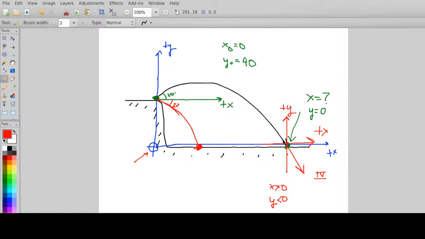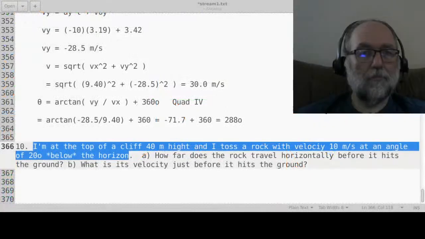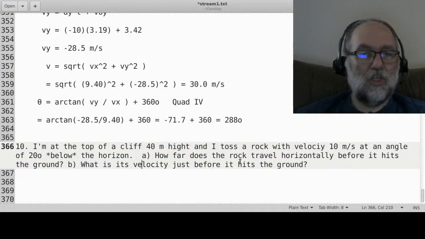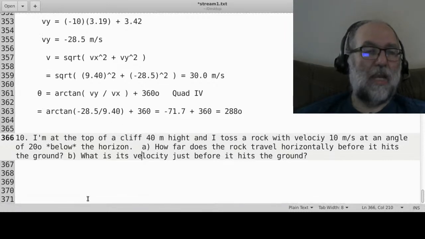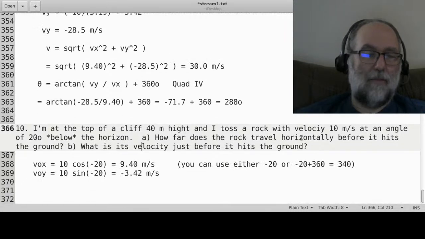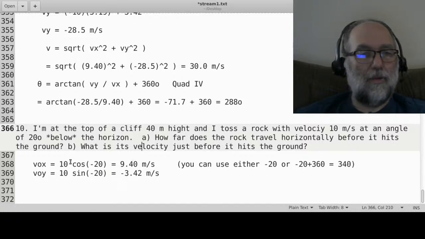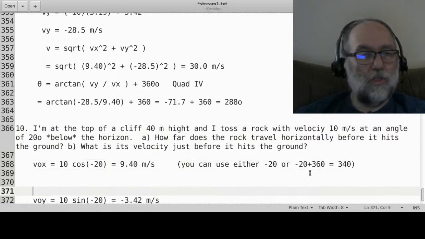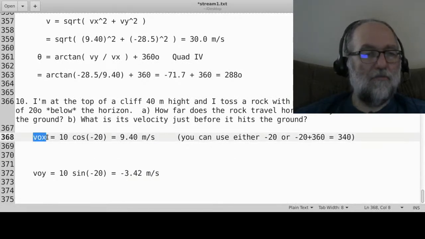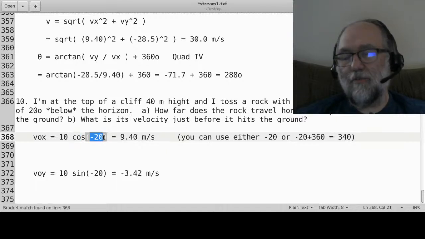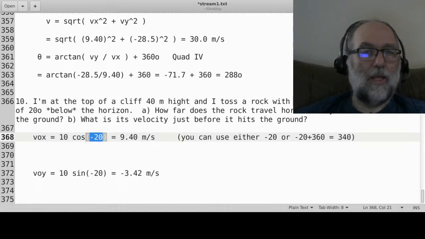You say, well, how do I do that? Like, what changes? Well, let's take a look. What's going to change is the x and y components for the initial velocity. Everything else is the same, so I won't rewrite them, but the x and y are going to be different. You could do this in one of a couple of ways. You can either say v naught x is going to be 10 cosine, and instead of putting in positive 20 there, you put in negative 20.